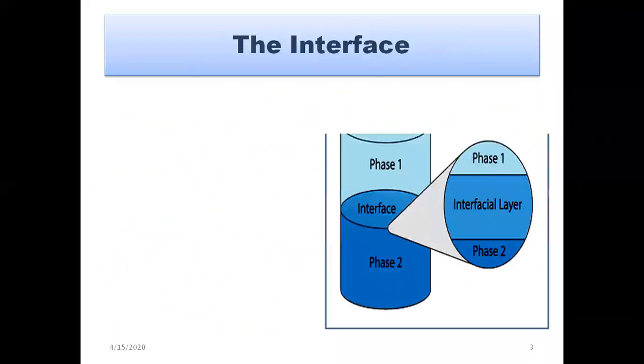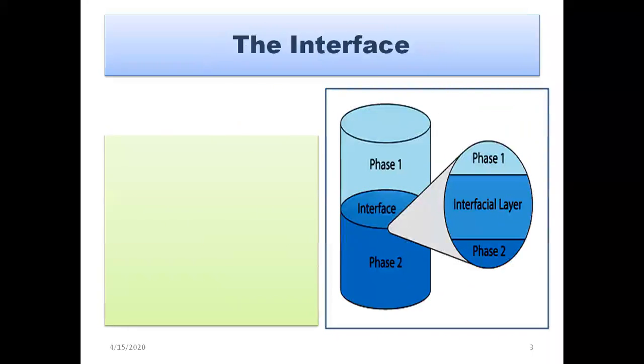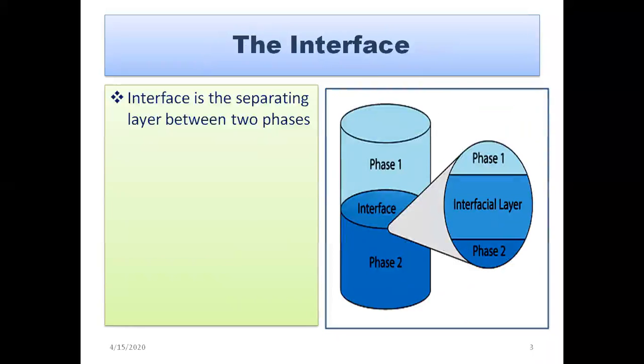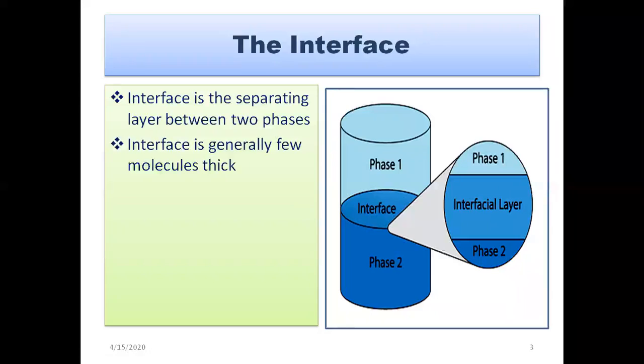Now, what is an interface or surface? For example, take oil and water. If you mix them, what will happen? As we know, oil floats on water. Here, oil and water are immiscible substances. Therefore, the upper layer will be the oily phase and the lower layer will be the water or aqueous phase. The interface is the separating layer between these two phases. The interface is generally a few molecules thick.